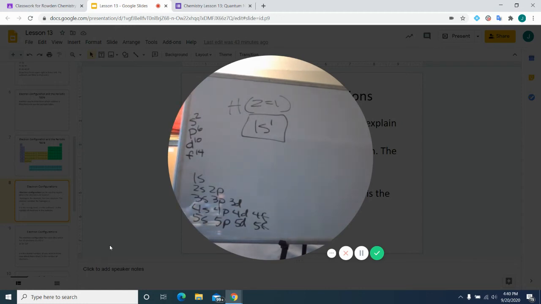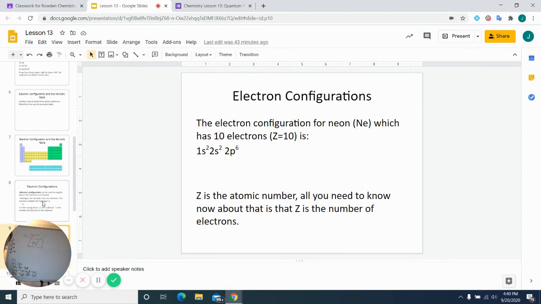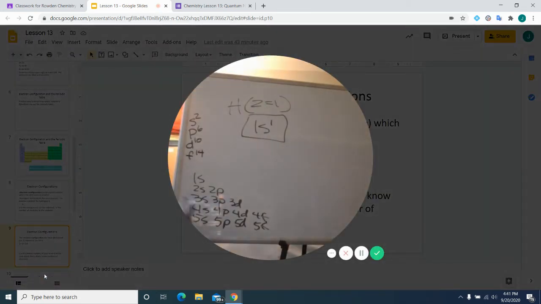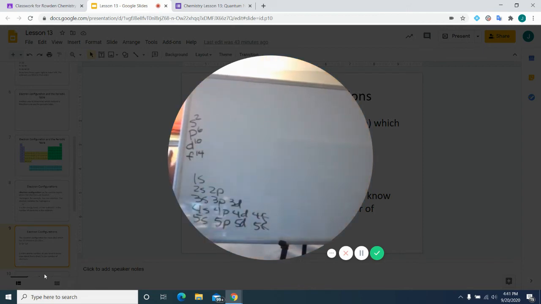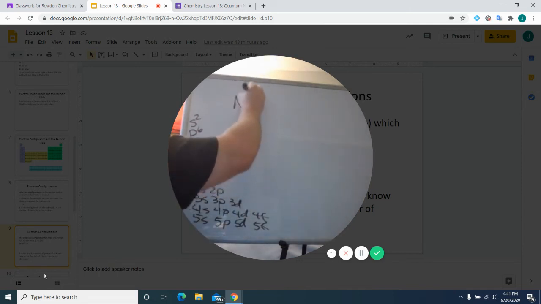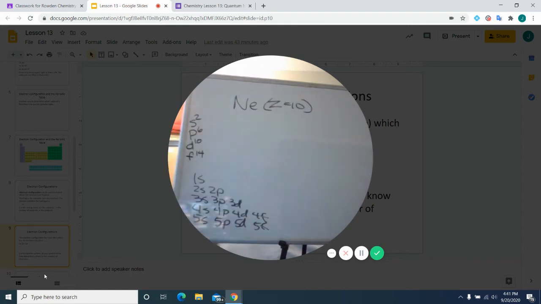Okay, so let's do something a little bit more involved. Let's do neon, which is Z equals 10. So we have 10 electrons in neon. You might be asking why it's Z. That'll come up later. For now, just know that Z is going to tell you the number of electrons. So neon, Z equals 10, and we have 10 total electrons.